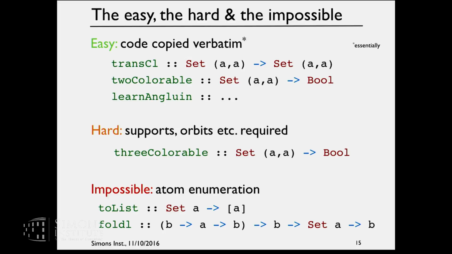And then there's also the hard thing, three-colorability, which is possible, but you need to break the convenient programmer's intuition about looping over infinite sets. You need to use orbits and so on.